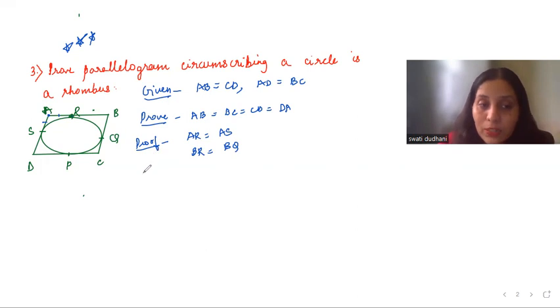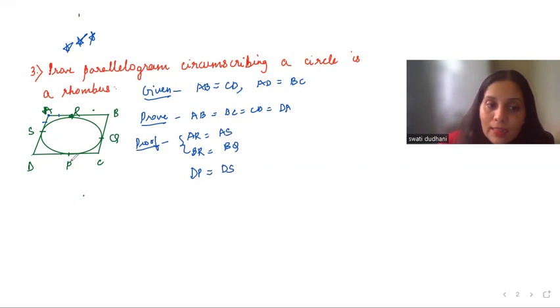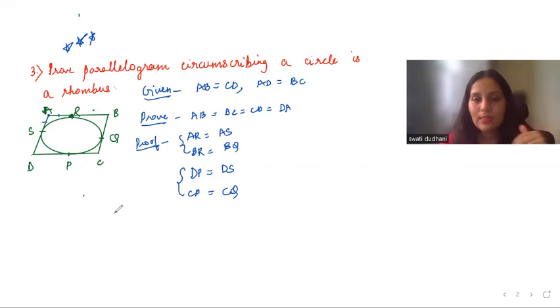Now, coming to the next, AB and CD are equal, right? So when I add these two, I get AB. On the left side, I need to get CD as well. So I can write DP is equal to DS and CP is equal to CQ. So when I add these two, I get CD. This is how you need to always make sure you write the correct length on the left side and the correct length on the right side respectively.